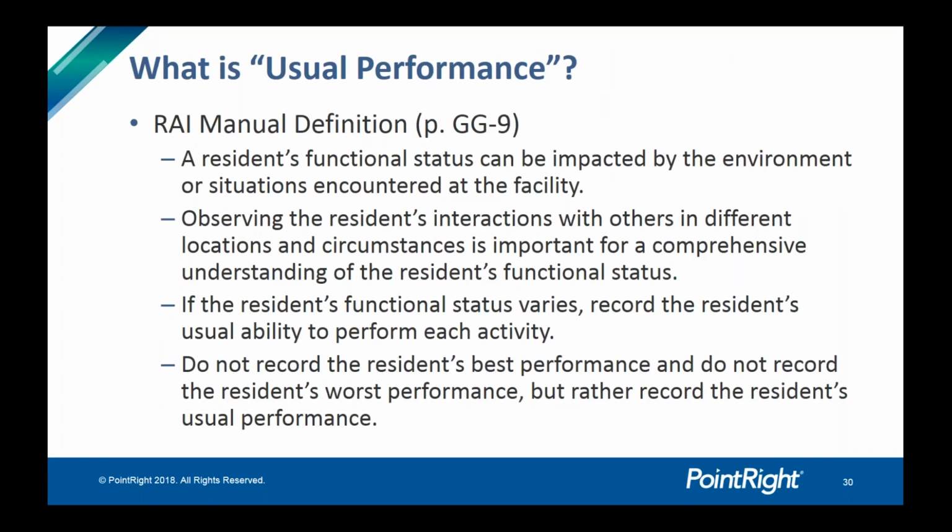Now, of course, usual performance is tricky to come by because this is not "it happened 3 or more times during a 7-day look back period, so you're going to code this." It's very squishy. It's a very vague definition that CMS has given us from the manual. But you really do need the interdisciplinary input here, because I want to call out the definition of usual performance from the manual, page GG9. Not the whole thing, but just the first couple of pieces of that definition.